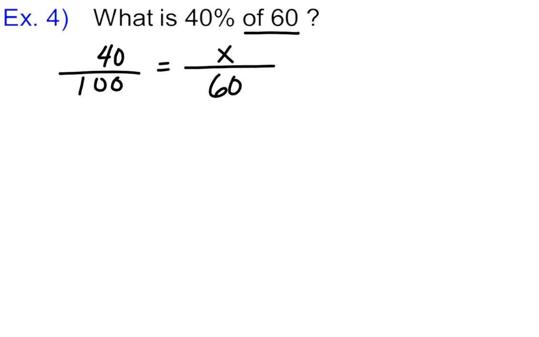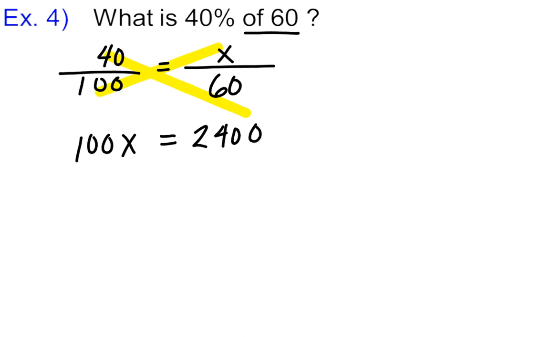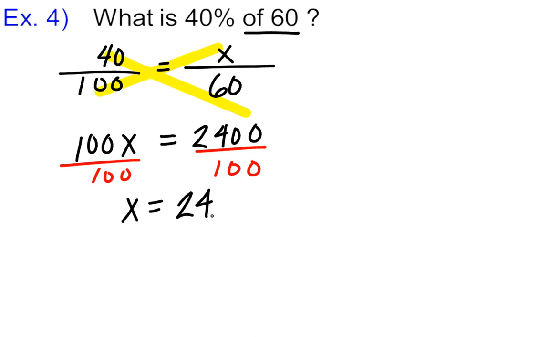So I've got that far, and then I'm going to cross multiply. Once I cross multiply, I will get 100 times x equals 40 times 60, which is 2,400. Then I'm going to divide by the number with the x, which in this case happens to be 100. And then I get x, and 2,400 divided by 100 happens to be 24. So that's 24, and that's reasonable because it's a part of 60. It's not more than 60, it's a part of 60.